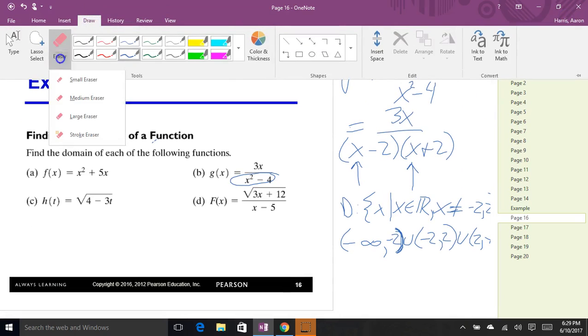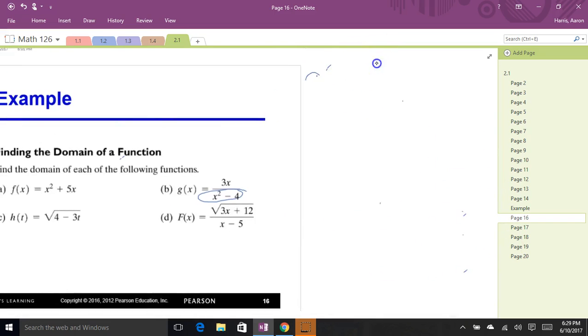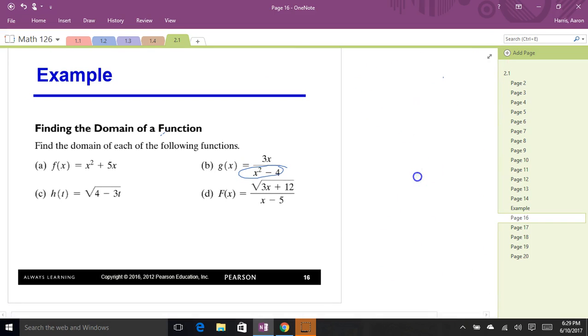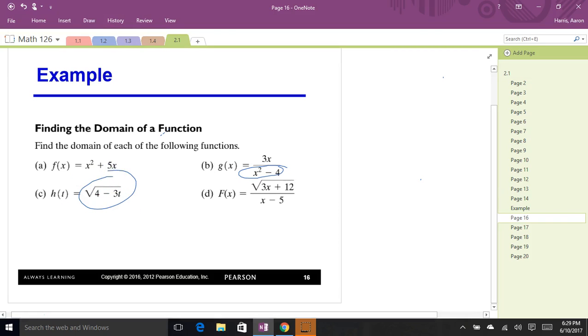Now for the third one there, you notice that you have a square root. Okay. So anytime you've got a square root, just think to yourself, well, I can only take the square root of 0 or positive numbers. I cannot take the square root of a negative number in the real numbers anyways. Okay. So if you're finding the domain involving a radical, take the radicand, whatever's underneath, and you say all that stuff underneath has got to be greater than or equal to 0.